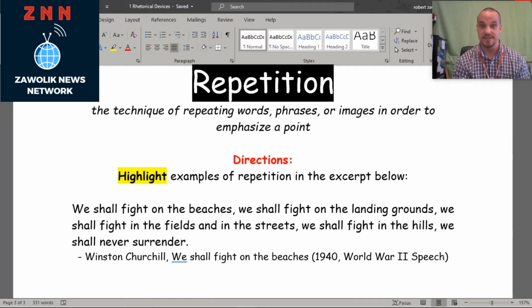The third rhetorical device that we will be going over is repetition. It's the technique of repeating words, phrases, or images in order to emphasize a point. Here is another example.